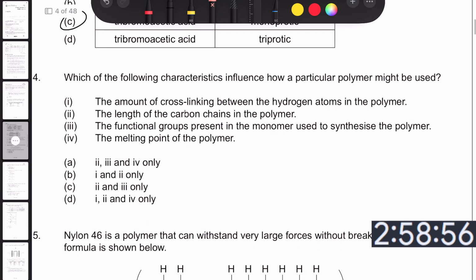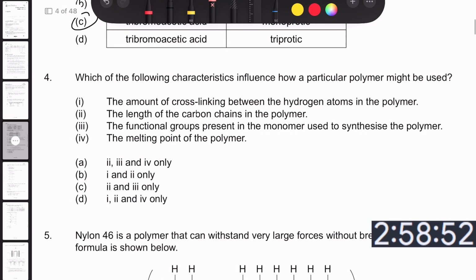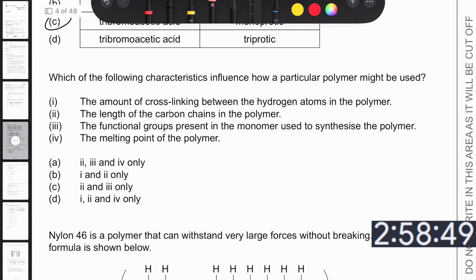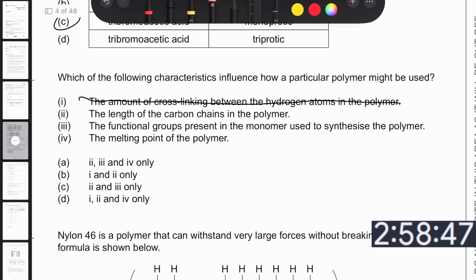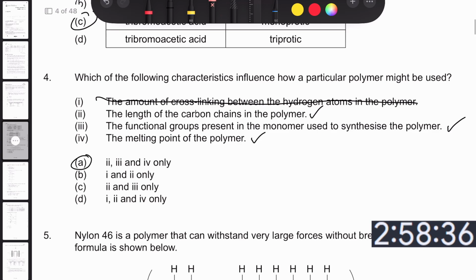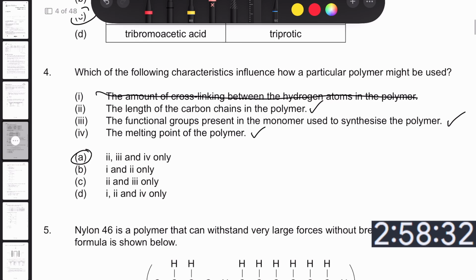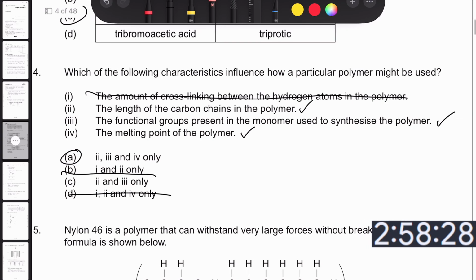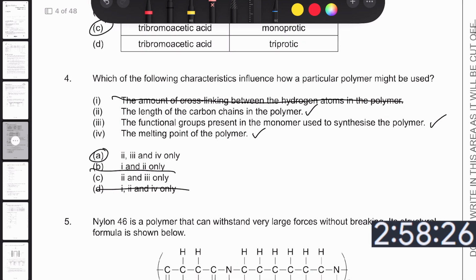Which of the following characteristics influence how a particular polymer might be used? The amount of cross-linking between hydrogen atoms. Nope. Cross-linking is between sulfur. Length of the carbon chains. Sure. Functional groups present. Yeah. Melting point of the polymer. So we'll say 2, 3, and 4. 4 is definitely, 1 is definitely not. 2 and 3, no, because 4 is also true.